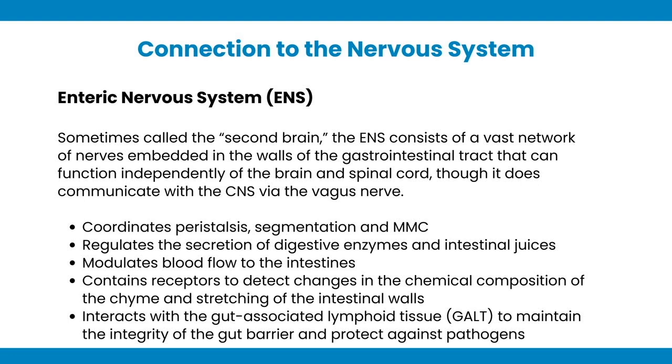The blood nourishes the intestines. It contains receptors to detect changes in the chemical composition of the chyme, that food that's moved out of the stomach, and stretch receptors. So this is how our body knows when we've eaten enough. It sends signals to the body to keep moving things through. That's how our body talks to different areas. It also interacts with the GALT, that lymphoid tissue.